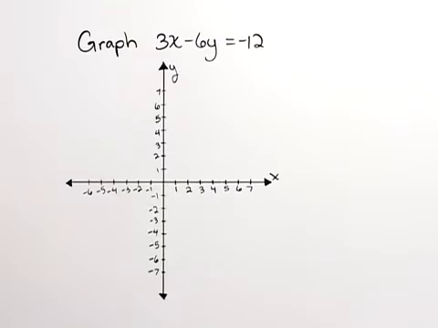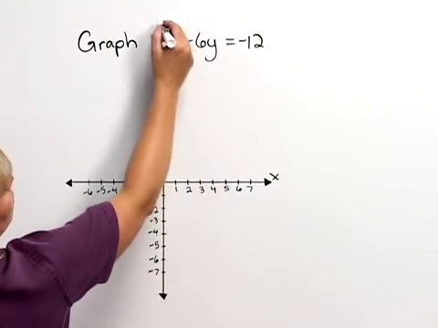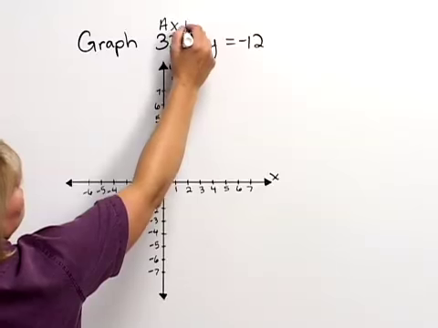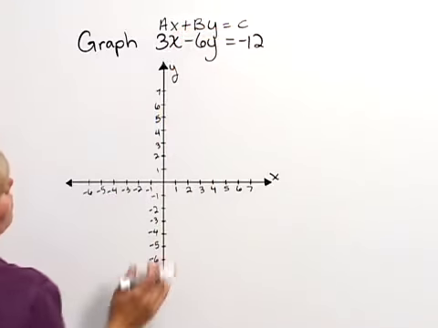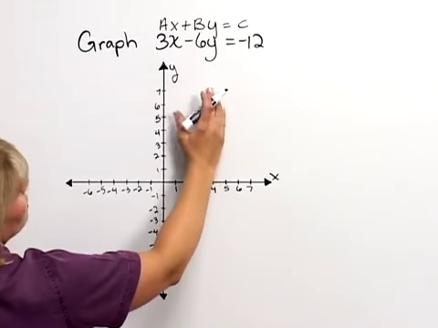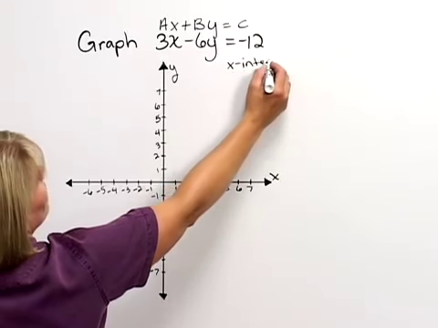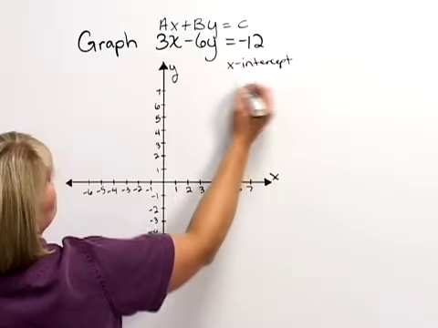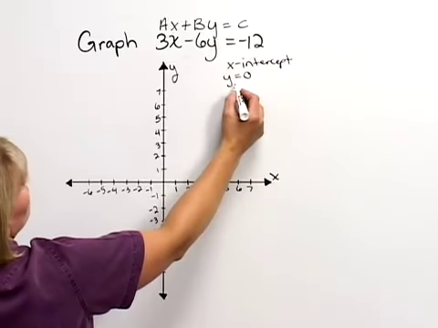We have 3x minus 6y equals negative 12. For this particular one, since it's in standard form, which is ax plus by equals c, we will use our intercepts, our x and y intercepts, in order to find points.